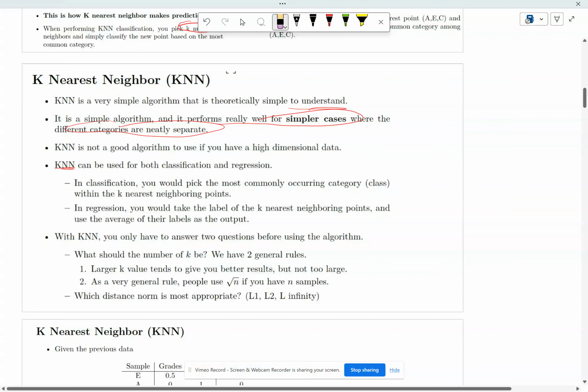There's a general rule of thumb. A larger k value, the more you pick, tends to give you better results, but not too large. The general rule people tend to use is the square root of n. Therefore, if you have n samples, k is the square root of n. So if you have 100 samples, you pick the square root of that, which is 10. And then the second question is, which distance is most appropriate? For the most part, we just use L2, but depending on the situation, maybe L1 or L infinity might make more sense.